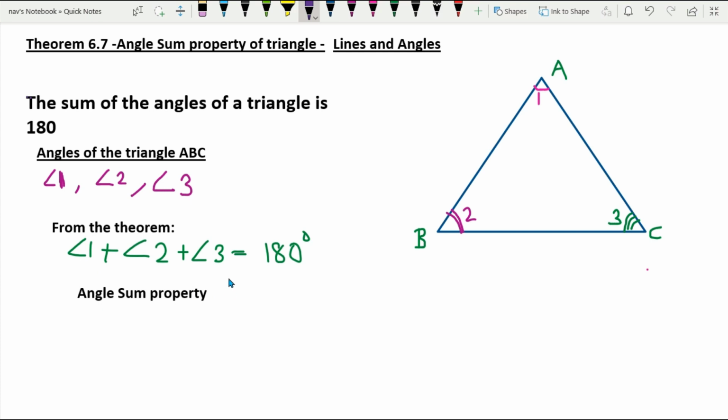You can take any triangle, this theorem holds true. This will always hold true. The sum of the angles will be 180 degrees.